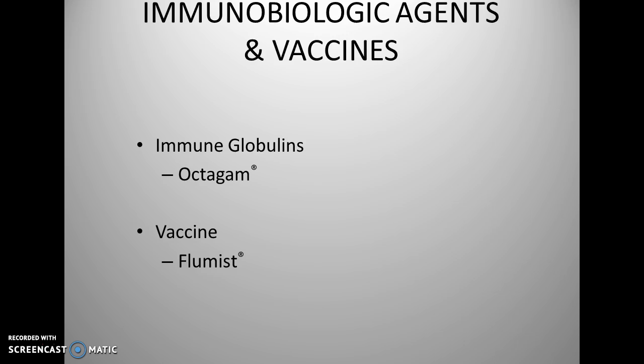Immune globulins are specialized proteins that provide passive immunity. One negative aspect of passive immunity is that it generally offers a shorter period of protection than active immunity. Most vaccines provide an active form of immunity.